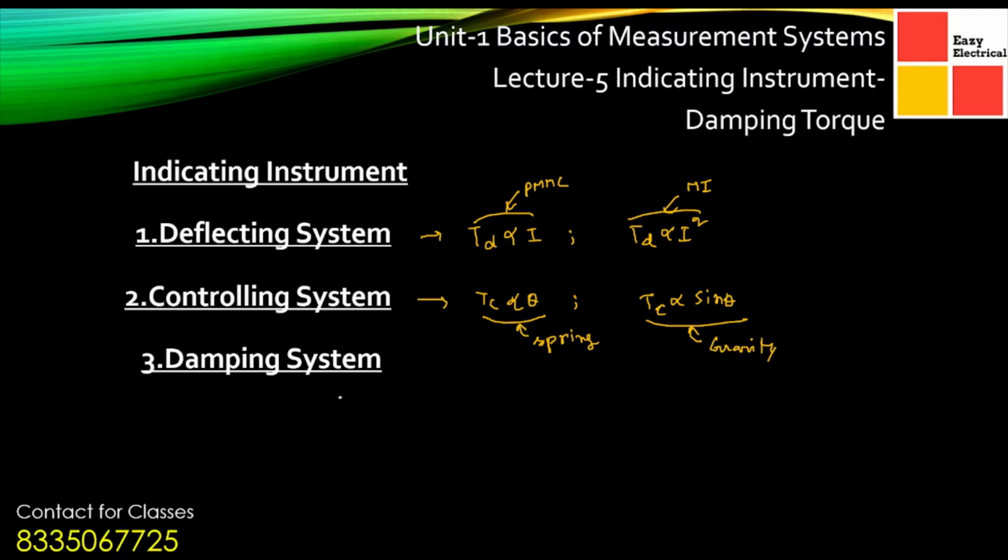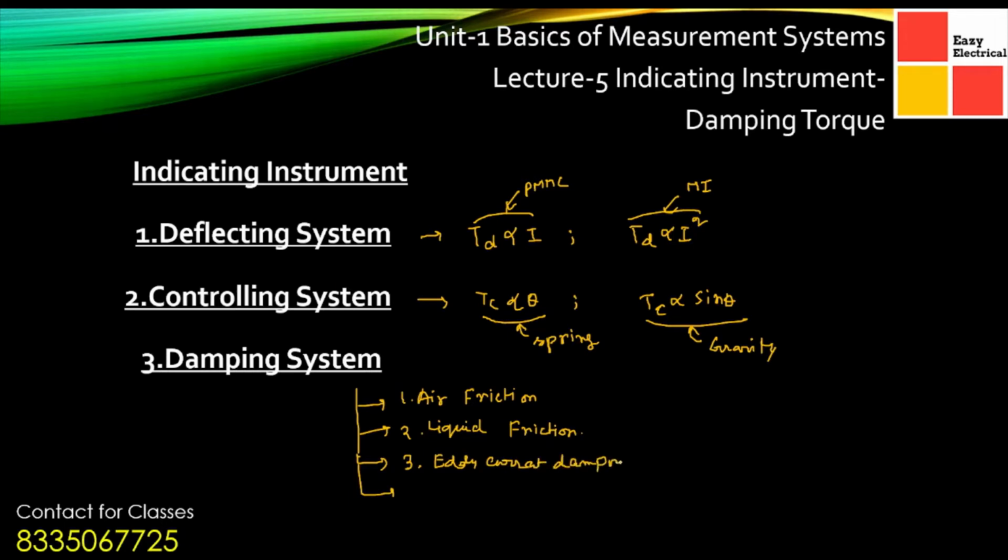Now when I am discussing the damping system, damping systems are largely classified into 3 to 4 types. One is air friction damping, second is liquid friction damping, and third is eddy current damping. Another is electromagnetic damping, which is similar to eddy current. There is another classification also.